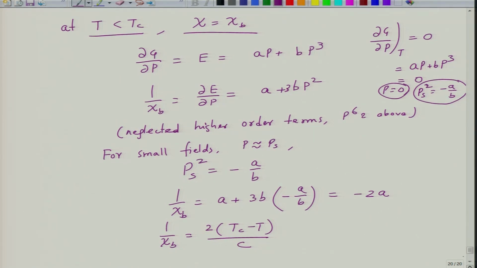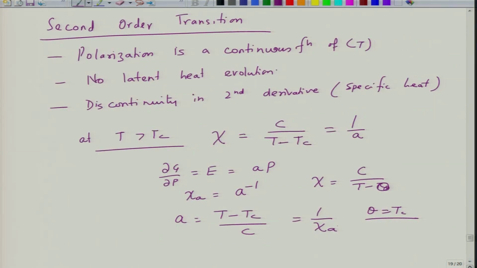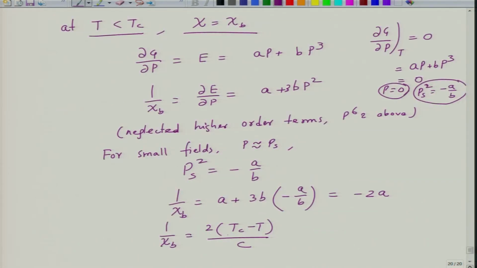So, you can see that in the first case 1 over chi is T minus Tc divided by C. In the second case, it is 2 into Tc minus T divided by C. That is why when you look at the susceptibility at Tc, the slopes are different. So, you can see that 1 over chi has twice the slope, so it will be something like this. This will have slope of 1 and this will have slope of 2. 1 over chi versus temperature, this is at Tc.